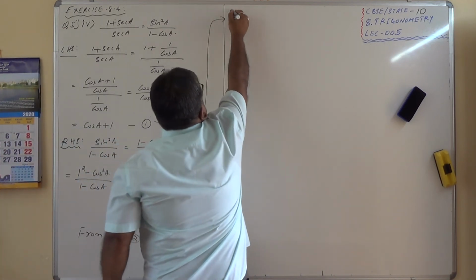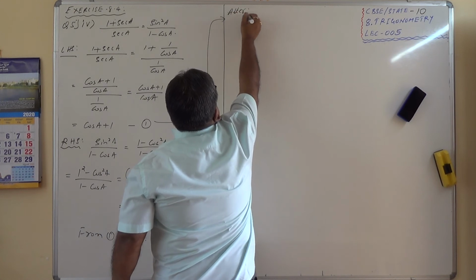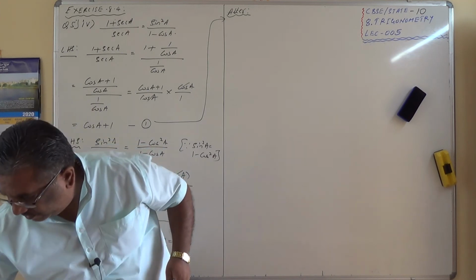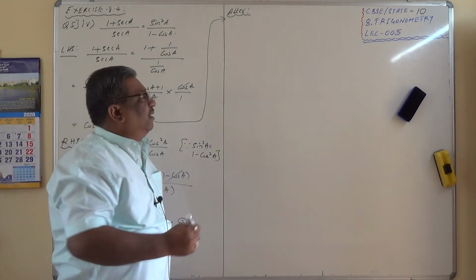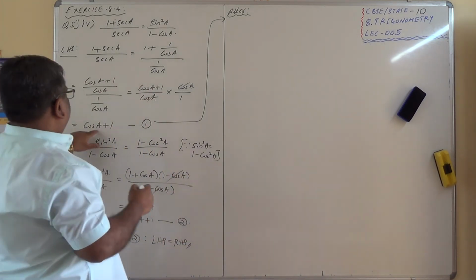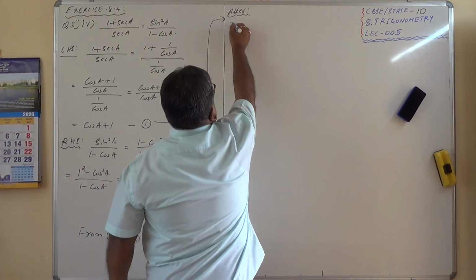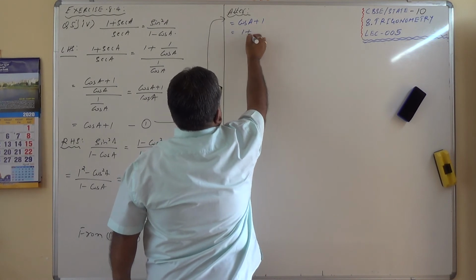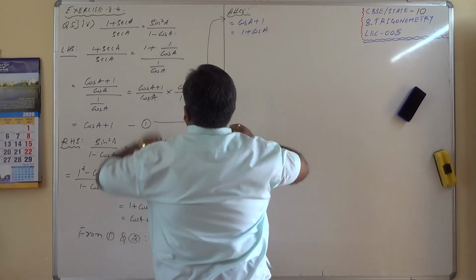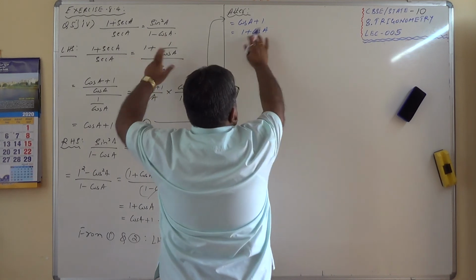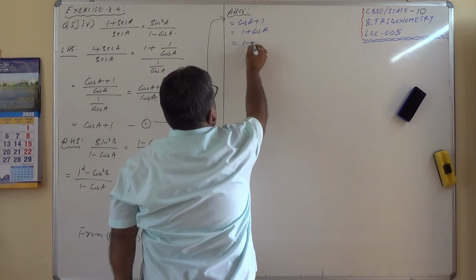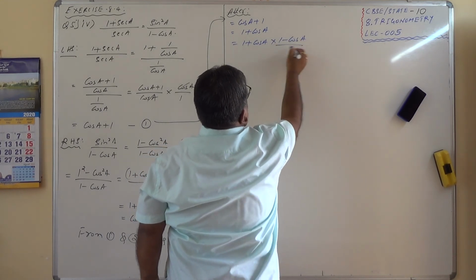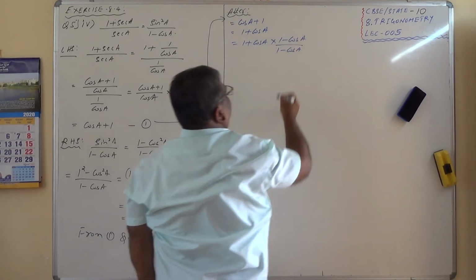Let us see the alter, alter means alternate method. I have to change the pen now. So 1 plus cos A, or cos A plus 1, which can be written as 1 plus cos A, right? Why do I require this? Because here I require 1 minus cos A. So 1 plus cos A, which equals 1 plus cos A into 1 minus cos A divided by 1 minus cos A. Very well, I can write it like this.